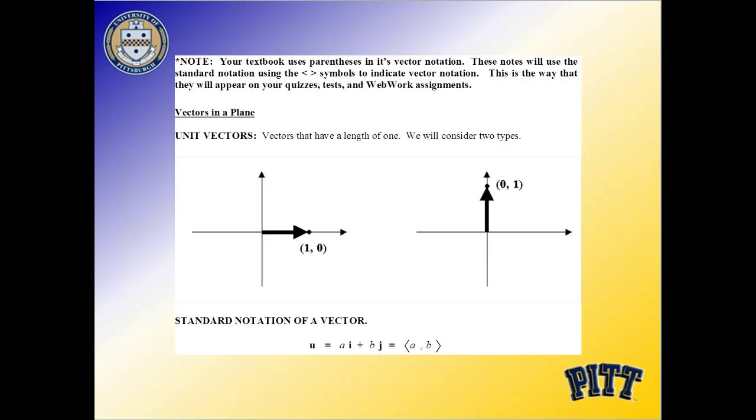One of the things I want you to be aware of is that your textbook uses parentheses in its vector notation, which most textbooks would not do, because it just confuses people between a vector and an ordered pair, which means a set of coordinates. Yes, there's a lot of similarities between them, the difference being that an ordered pair or a coordinate is just one point in a plane or even space.